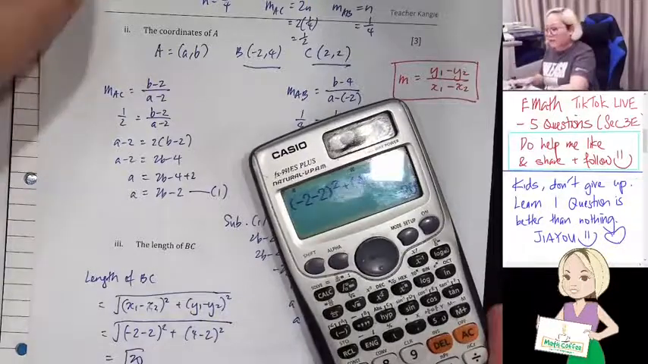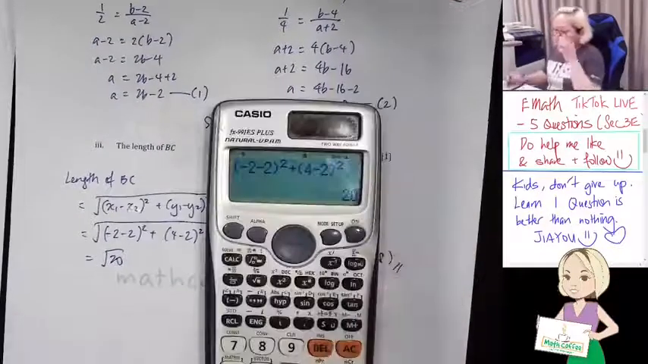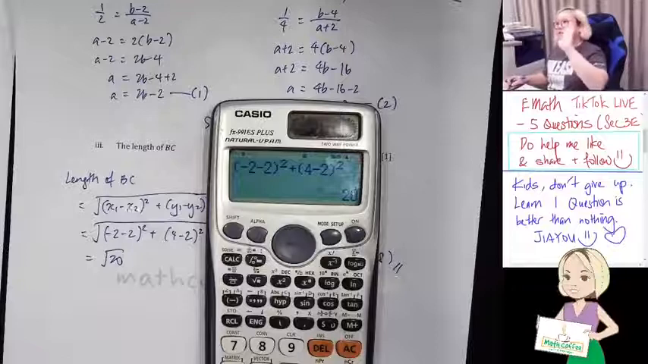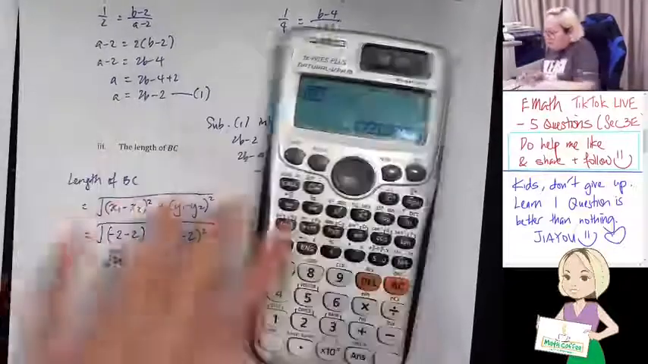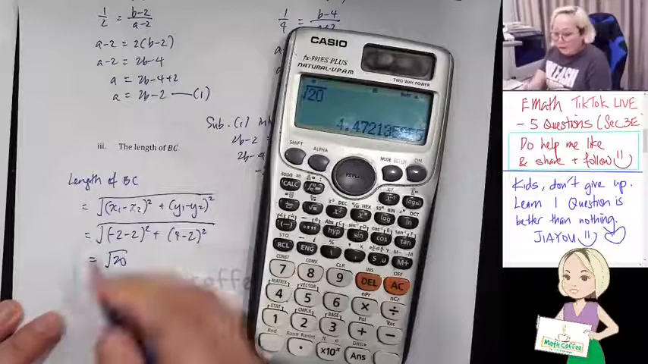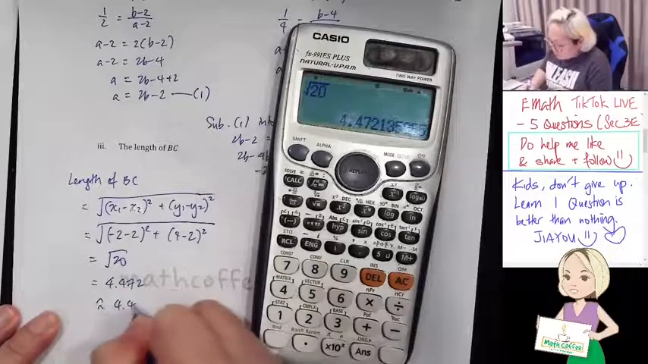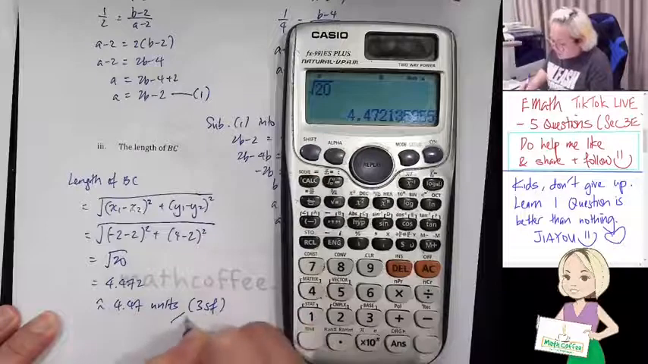Okay, this one is EMath. So you have to give your answer in terms of decimal. If it's EMath, you leave it in the simplest surd. So square root 20 in decimal will give me 4.472. Round off to 3SF, so it's 4.47 units. 3SF. Done.